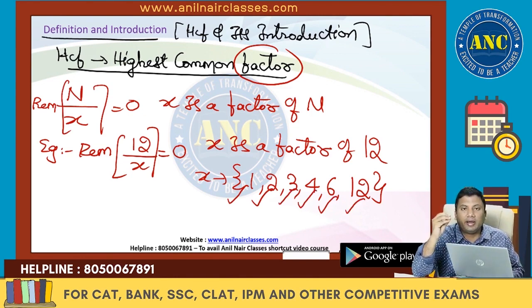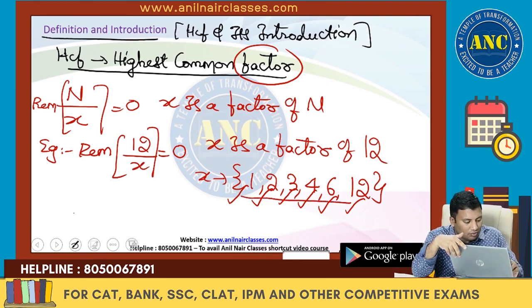When you divide a number by any other number and the remainder is 0, then that denominator is said to be a factor of the numerator. X is a factor of 12. And another point, sir: how did you get these 1, 2, 3, 4, 6, 12 directly?